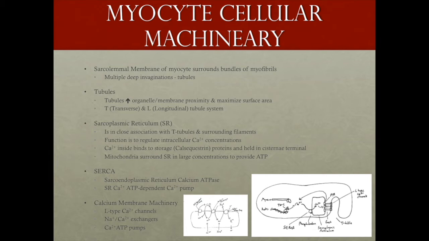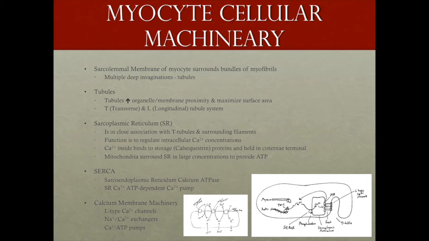The main function of your sarcoplasmic reticulum is to regulate intracellular calcium concentrations. Calcium inside of the sarcoplasmic reticulum binds to the most common storage protein, calsequestrin, and there it is held in the cisterna terminalis until it is released. A significant number of mitochondria surround the sarcoplasmic reticulum to supply it with ATP. SERCA is sarcoplasmic reticulum calcium ATPase. It is a sarcoplasmic reticulum calcium ATPase dependent calcium pump located on your sarcoplasmic reticulum.